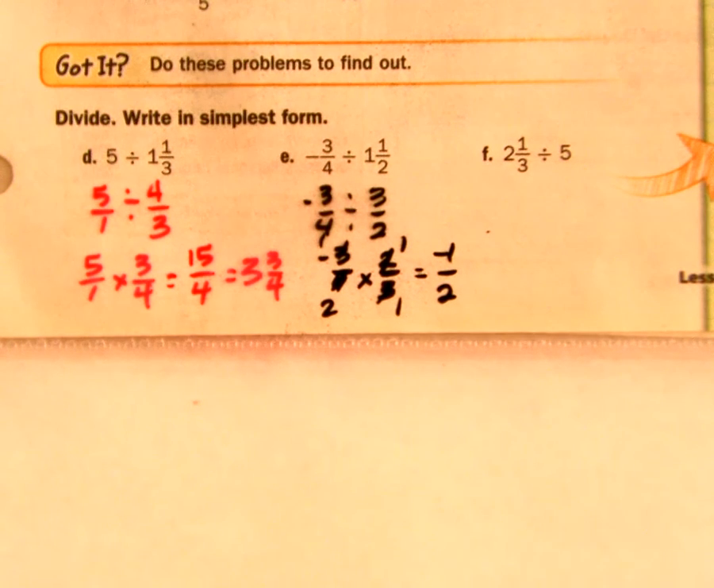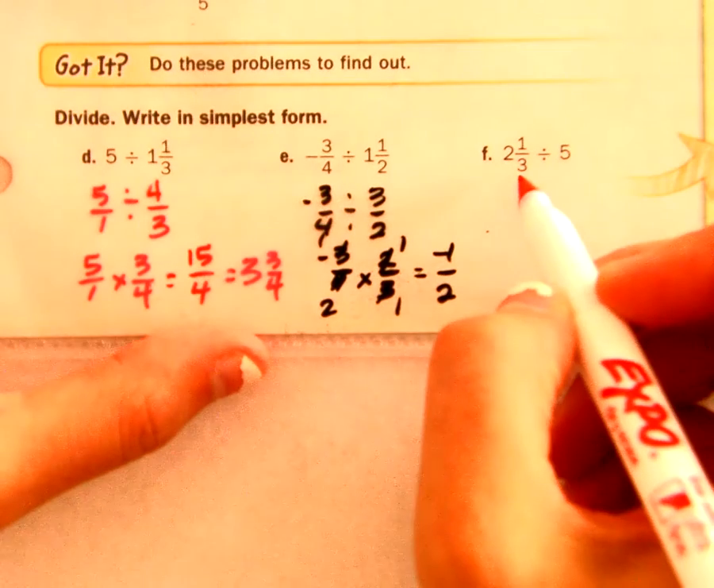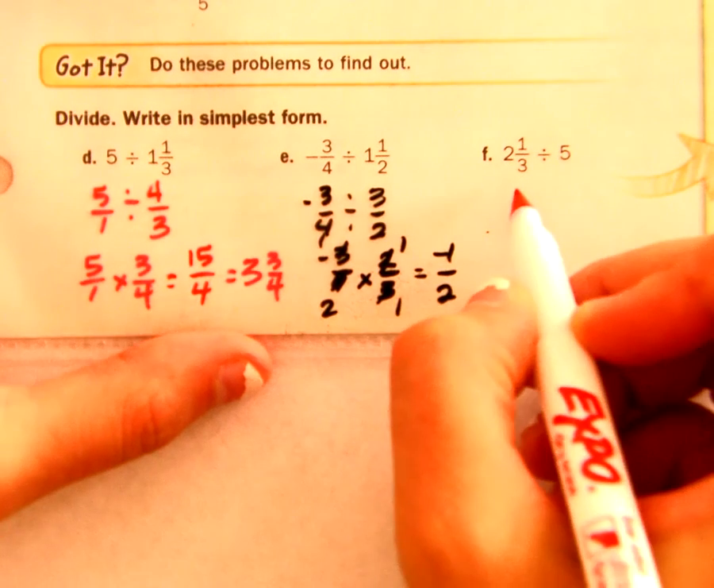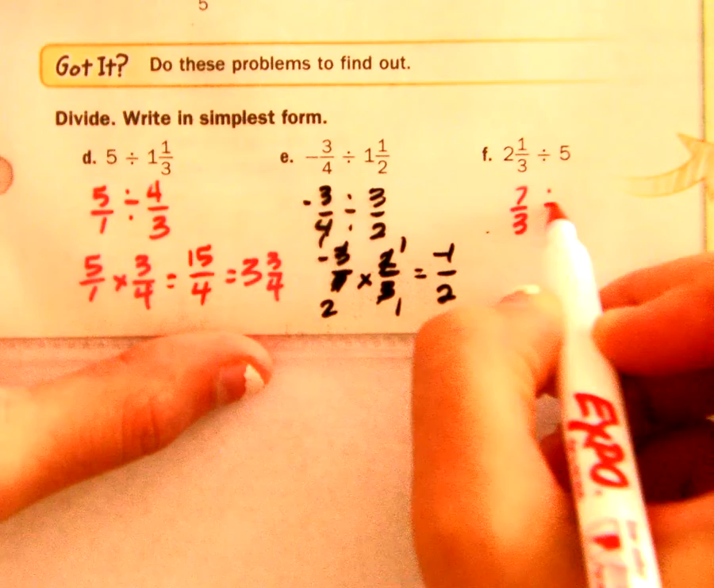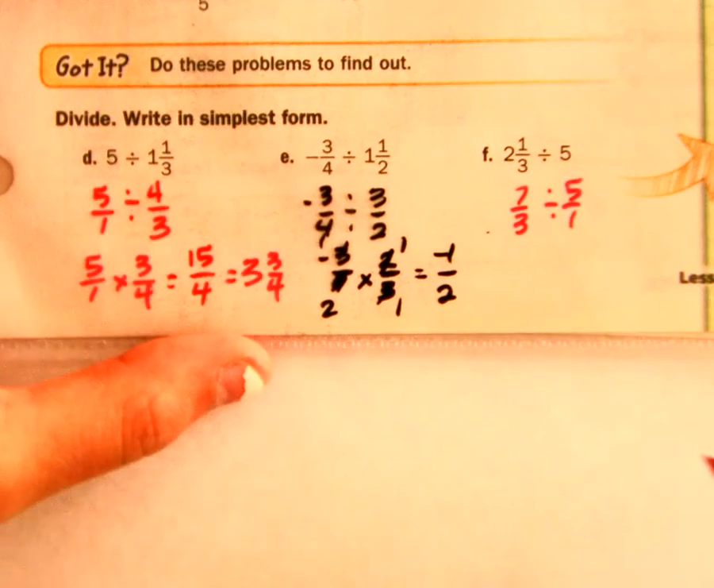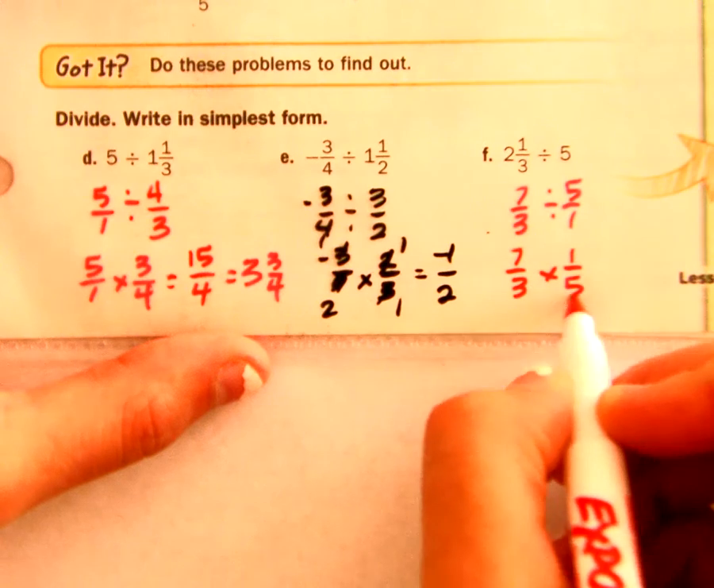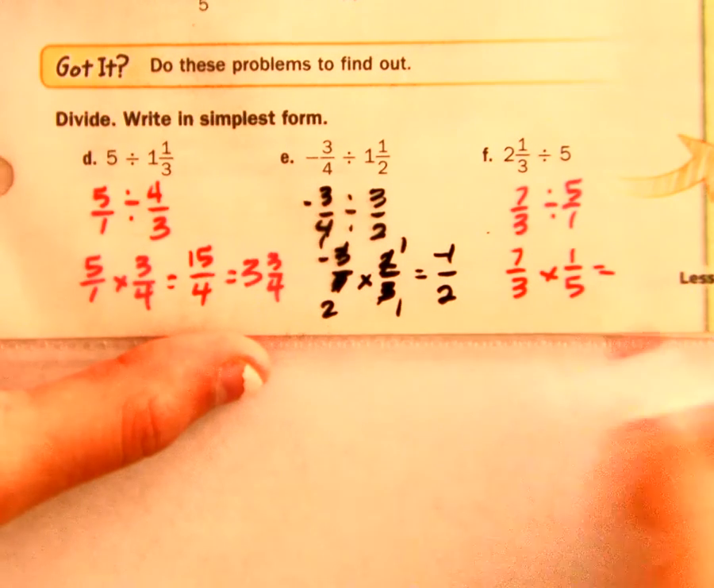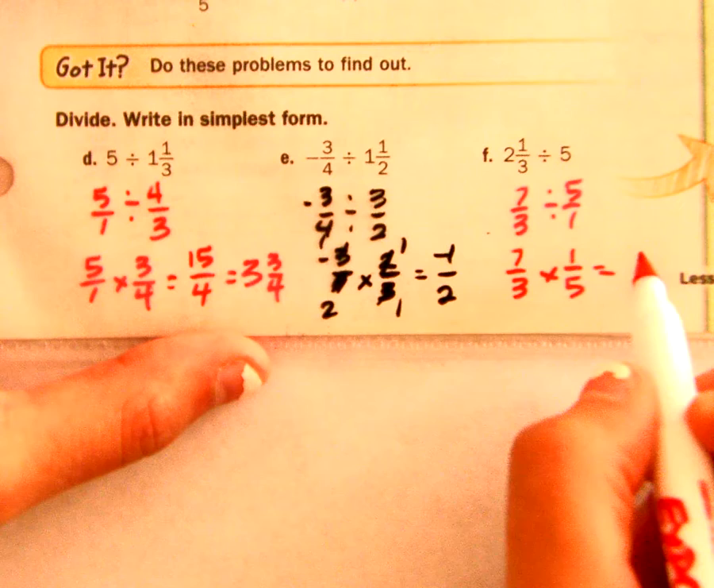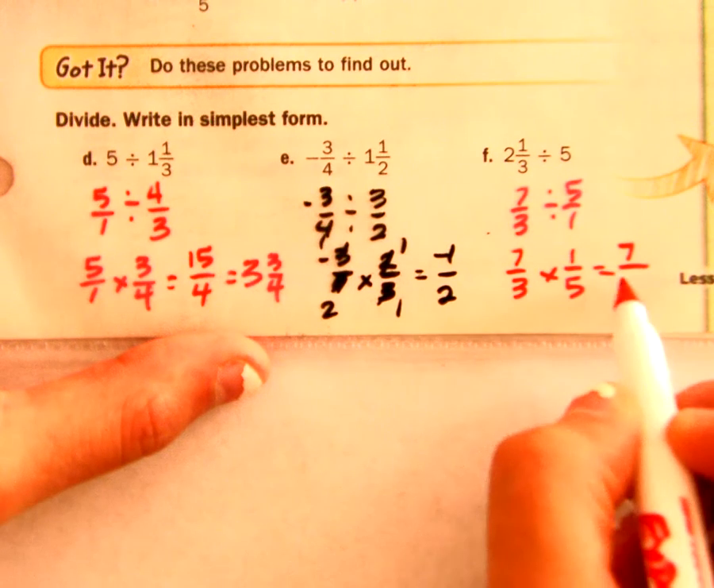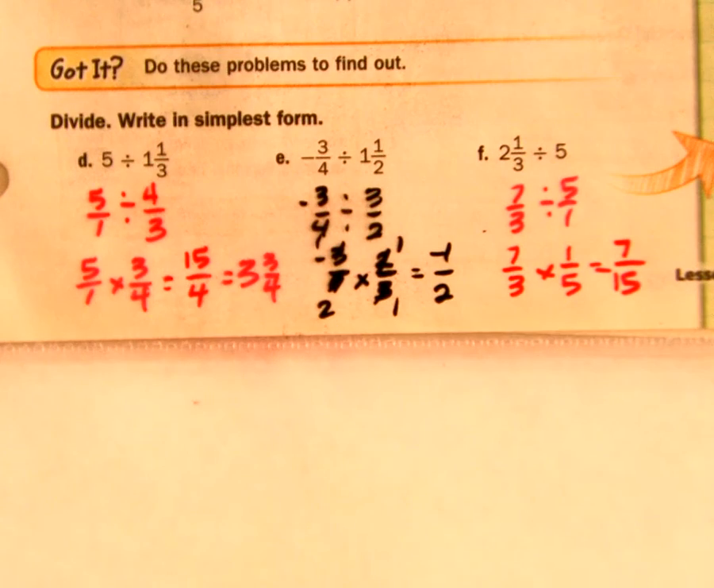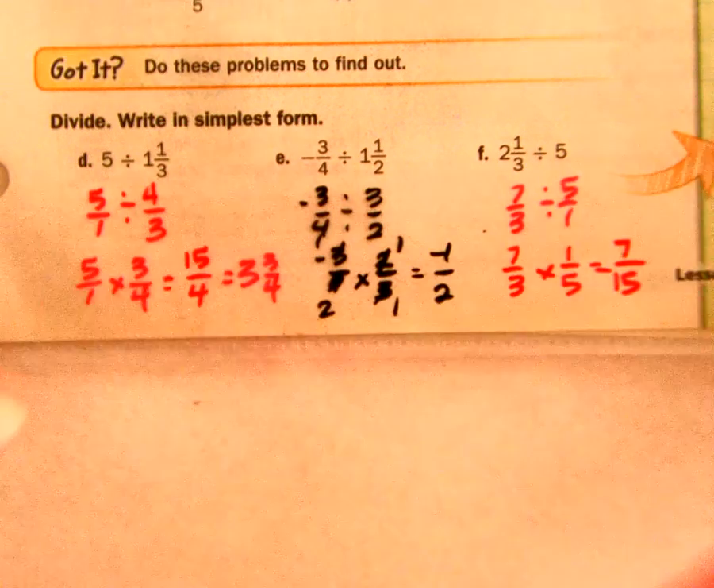Okay? Example F, we have 2 1/3 divided by 5. Again, I need to make my mixed numbers improper fractions, my whole numbers fractions. So my mixed number, 2 1/3, made improper, would be 7/3. And then divided by 5/1. So again, when I divide, I multiply by the reciprocal. So we have 7/3 times 1/5. And then I can cross reduce if I want, or I multiply straight across. So 7 times 1 is 7. 3 times 5 is 15. And nothing goes into 7 that goes into 15. So it is simplified. Okay?